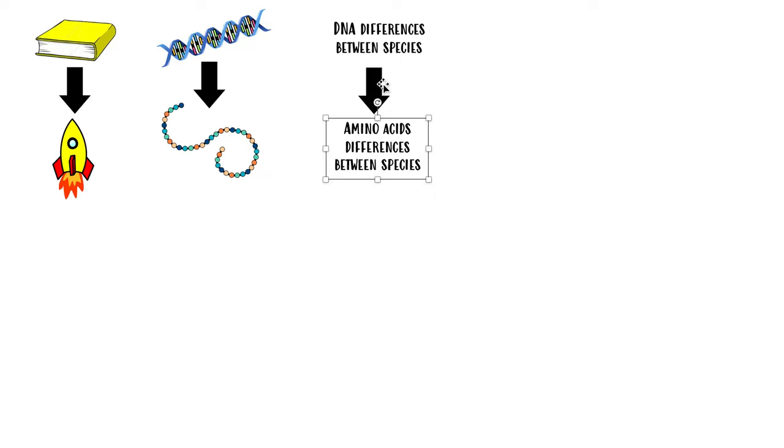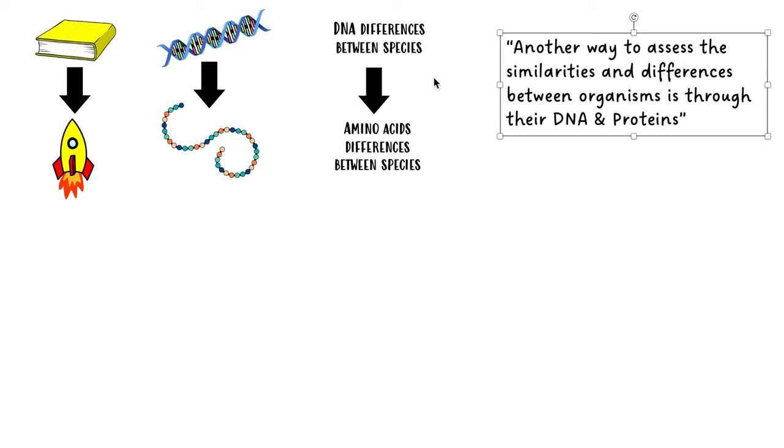So a very good way of seeing how different species are is by looking not only at their outside, because remember before we looked at the outside, the characteristics, the features, the hair, the size, the teeth, whatever. You can also look at their DNA to see how different they are. So not only can you look at their outside to see how species differ, you can look at their DNA.